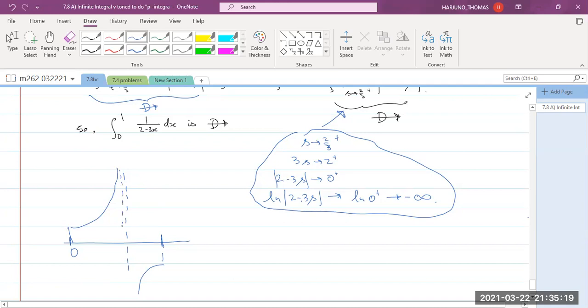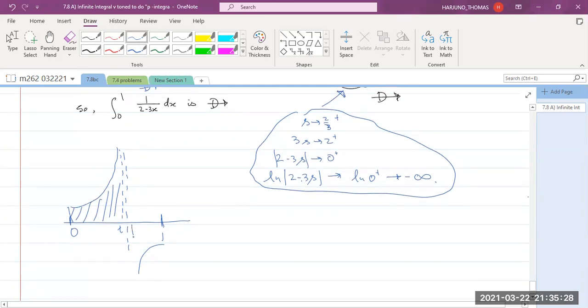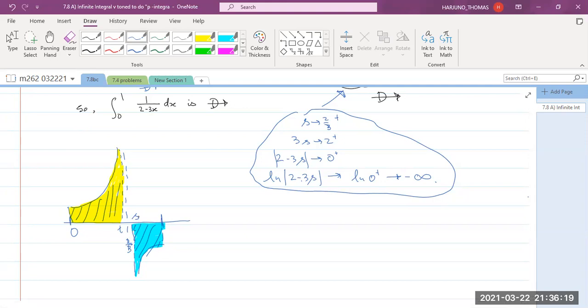Okay, so the integral from 0 to t will explode to infinity, while the integral from s to 1, this is our 2/3 here. This integral here goes to infinity up to t, while the integral here goes to negative infinity. Now, once you have any part of the integral divergent, then the whole integral is divergent. You cannot say, oh, one of them goes to infinity, the other one goes to negative infinity, so they cancel each other. No, it doesn't work that way.